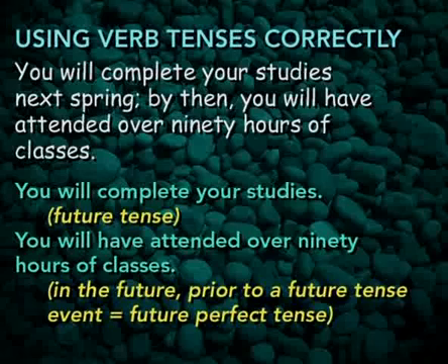Will have attended is the future perfect tense, and that tells us that that event is going to happen prior to the completion of the studies. In all of these sample sentences, two events occur, and the proper verb tenses have been selected to make it clear which event comes first and which event comes later.